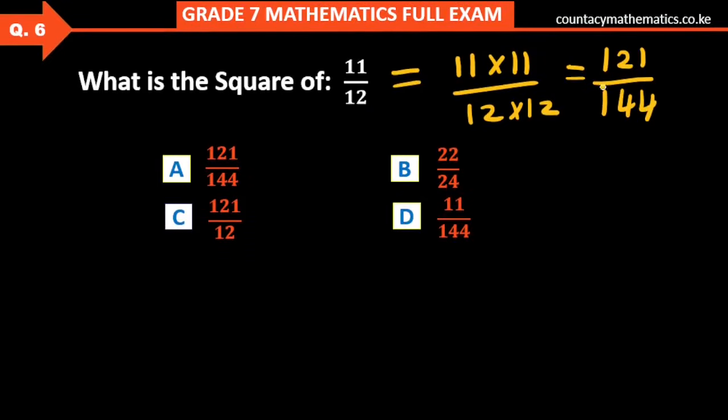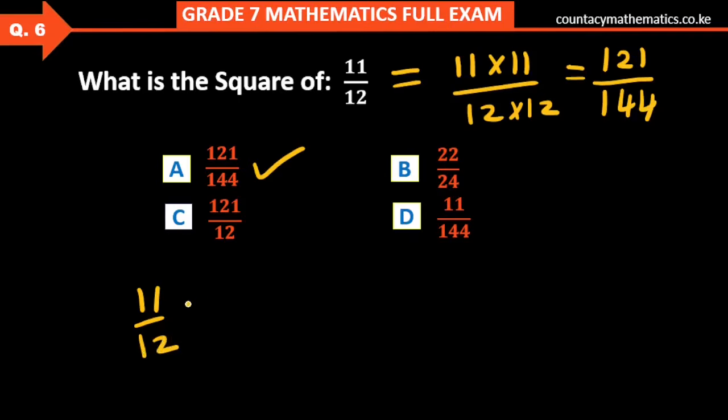But then you see this part right here, 121 over 144. Do we have such an answer? Yeah, we have it right there, and that is the solution. So here is where the mistake applies. You see, we have 11 over 12 that we are supposed to find the square.